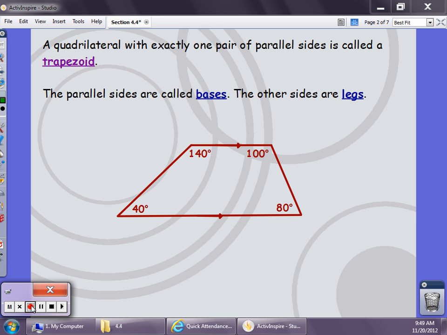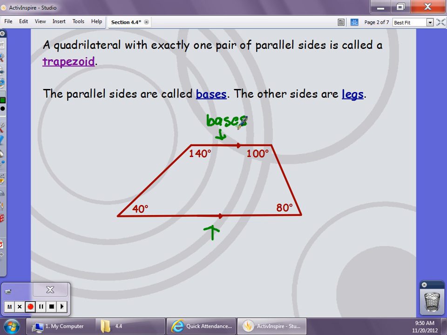The parallel sides are called bases. The other sides are legs. So these two parallel sides are the bases of our trapezoid. And these two sides over here are the legs of the trapezoid.